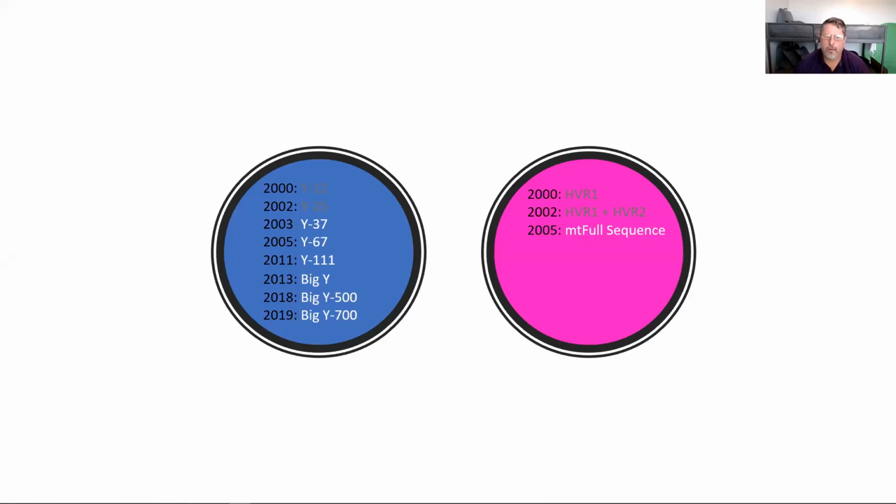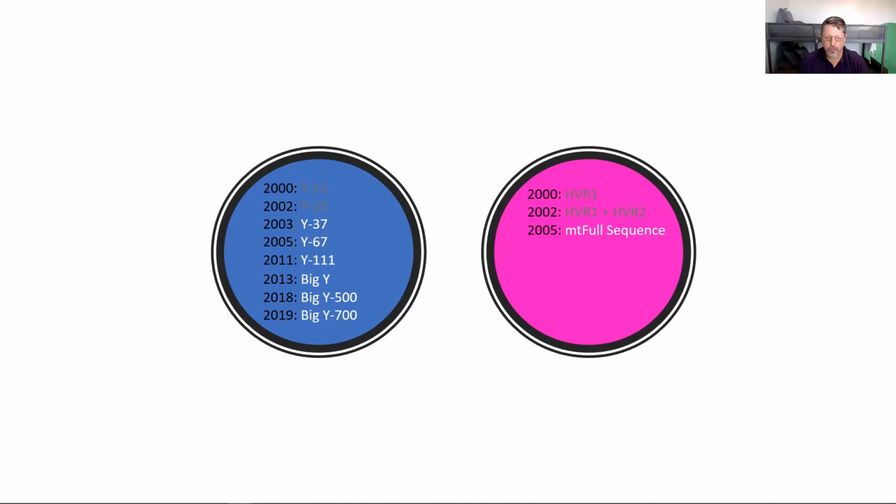Another issue I have with mitochondrial DNA is it's kind of reached the edge of its growth, right? The full sequence, full package test that you're getting today is exactly the same as the one from 2005. There have been some innovations that have allowed it to become cheaper. So there have been changes in technology so that it's more affordable, but as far as the actual product, it's the same exact product as from 2005. Whereas the Y-DNA, as you can see on the left, every couple of years, makes this quantum leap of value and focus.